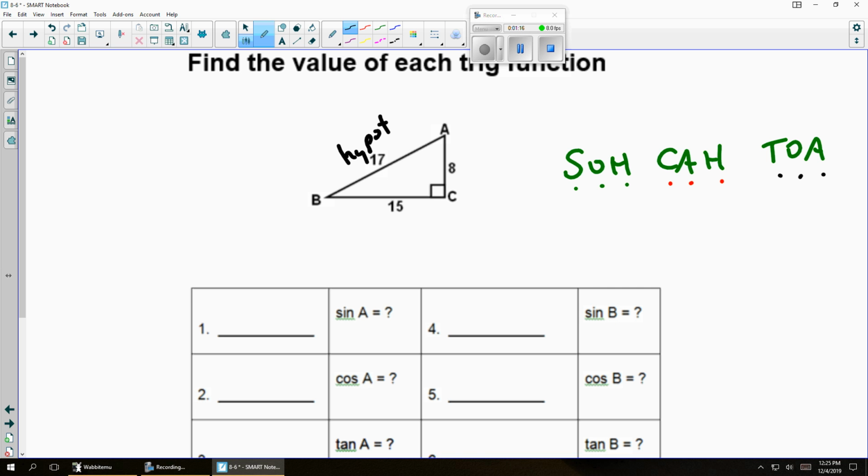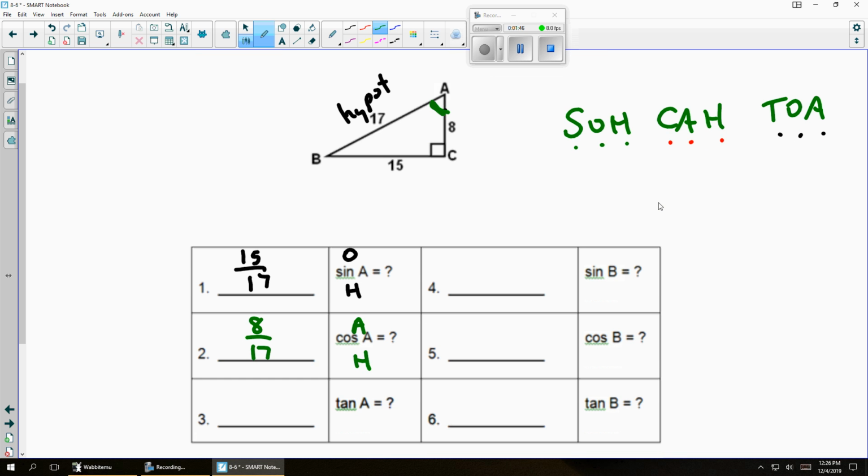So the first one says the sine of A. Sine is opposite over hypotenuse. So if I look at angle A, the opposite side is 15. The hypotenuse is 17. Number 2 says the cosine of A. Cosine is adjacent over hypotenuse. So still looking at angle A, the adjacent is 8. The hypotenuse is 17.